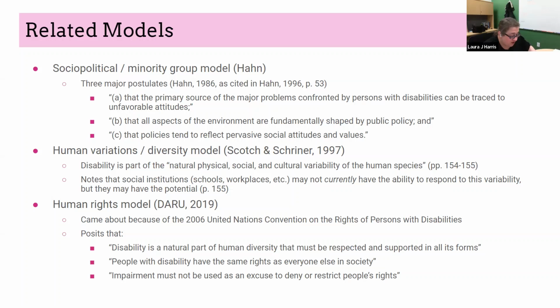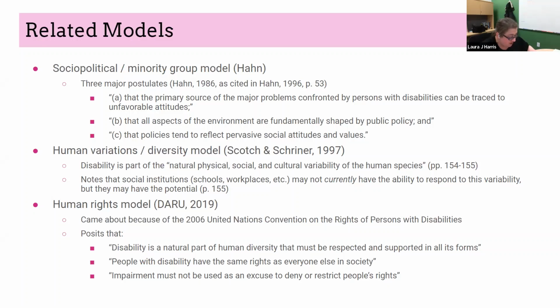Another model is the human variations or diversity model from Scotch and Schreiner. And they say that disability is just part of the natural physical, social, and cultural variability of the human race. And they didn't mention this, but one thing I've seen in various articles that I've read is that most people will experience disability in their life. It may be towards the end of life, maybe someone loses their hearing or their sight as they get older, but also people will experience temporary disabilities, like if they break their ankle slipping on ice, or break their arm or something of that sort.